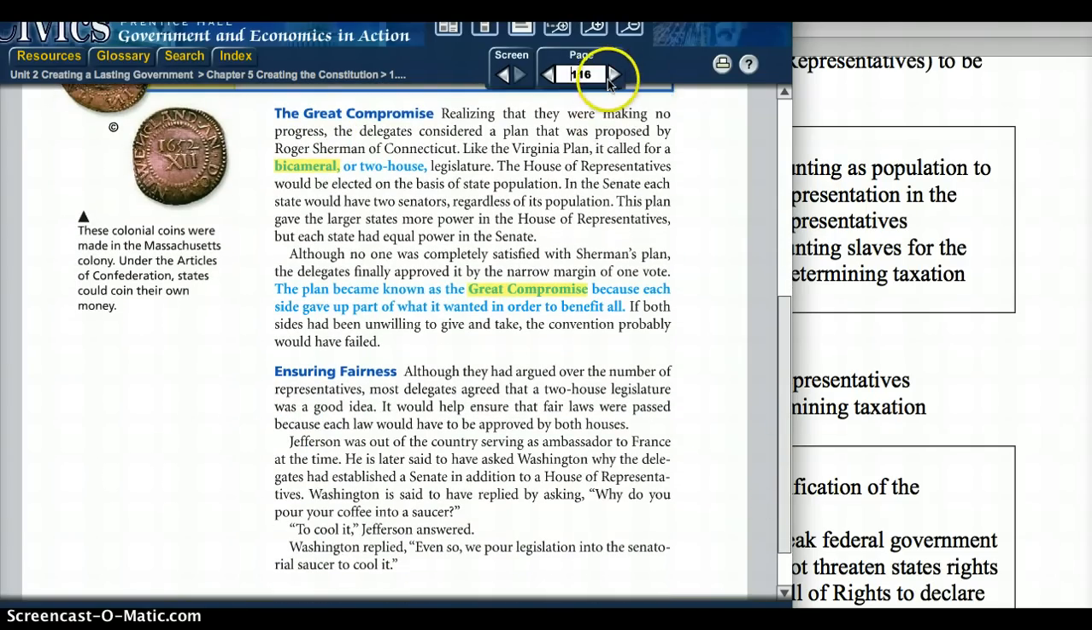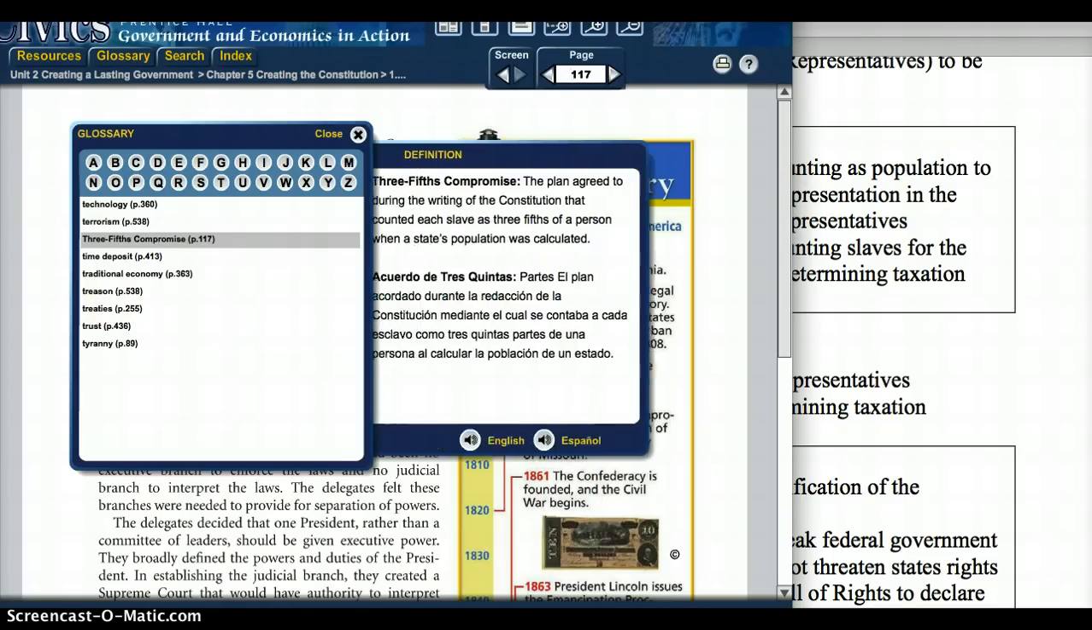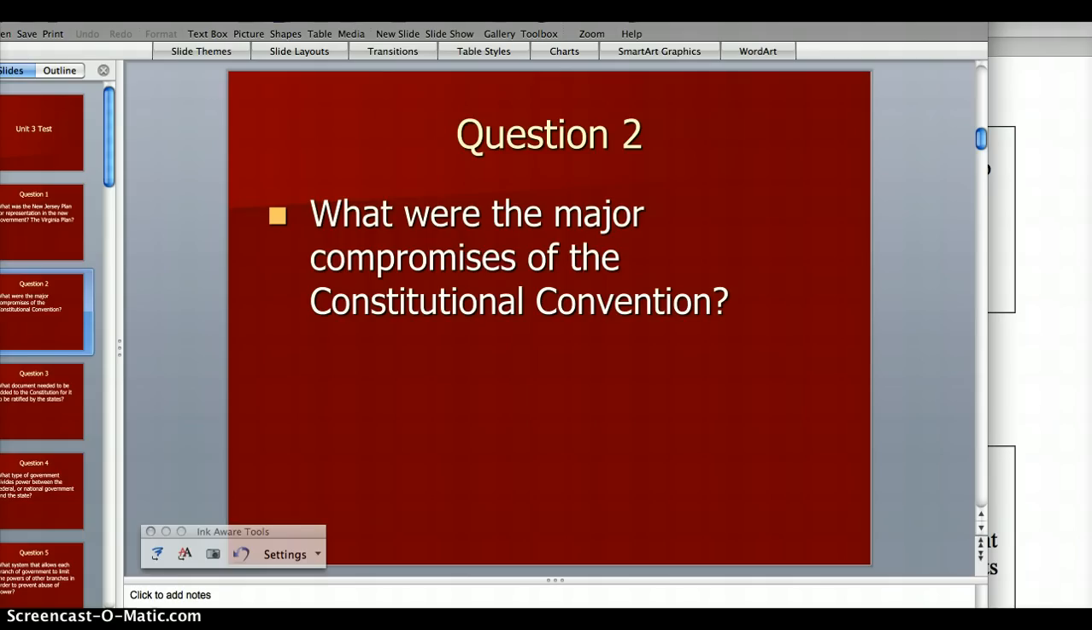And then the next page, 117, we have the 3/5 compromise. So up here, you have this, and then you can even click it and have the book read it to you. "3/5 Compromise. The plan agreed to during the writing of the Constitution that counted each slave as 3/5 of a person when a state's population was calculated." Okay, so we'll go back to our questions.